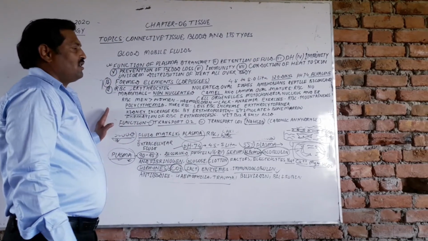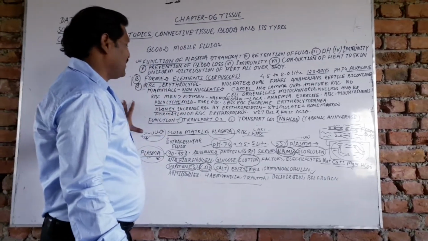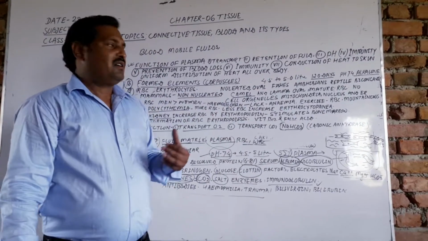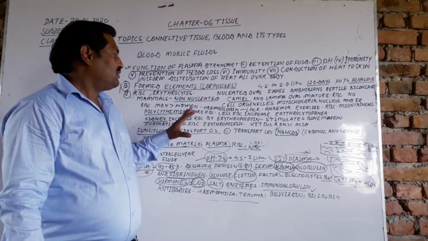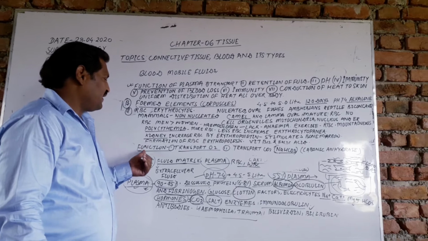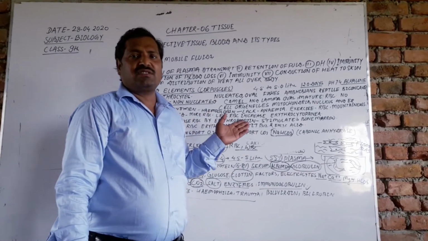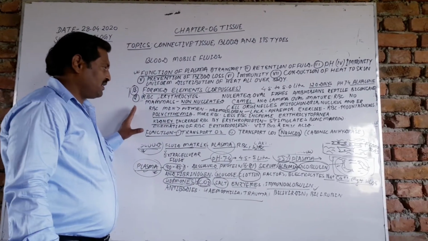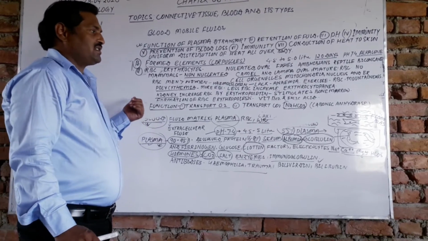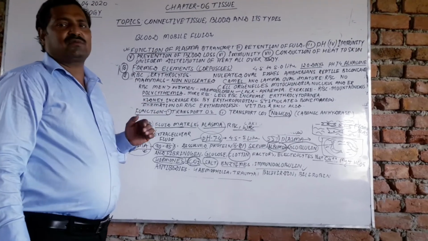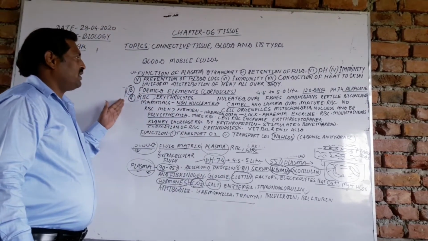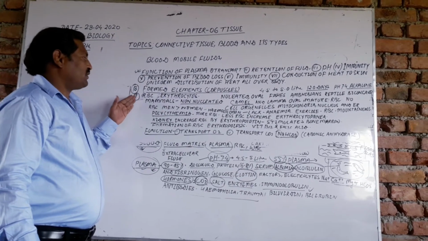So dear students, we will discuss all these things one by one: what the functions are, why it is nucleated in some and non-nucleated in others, what the role of polycythemia is, which increases the number of erythrocytes, and where the RBC is formed. So these are today's topics: the function of plasma, and then the formed elements, corpuscles, RBC, erythrocytes.